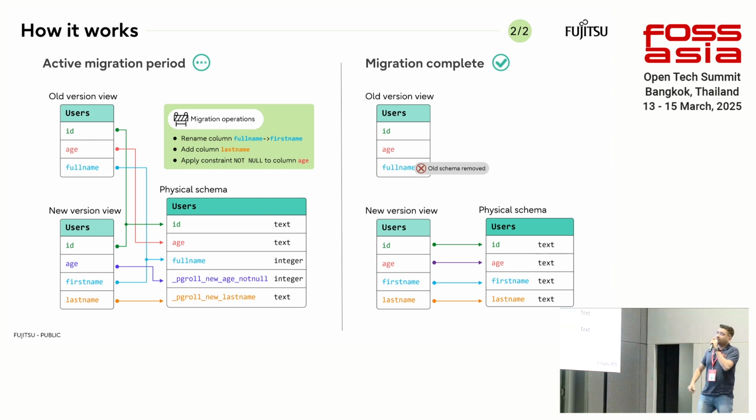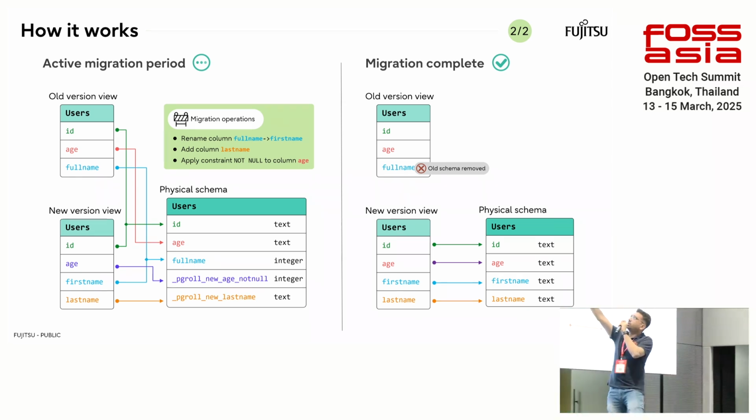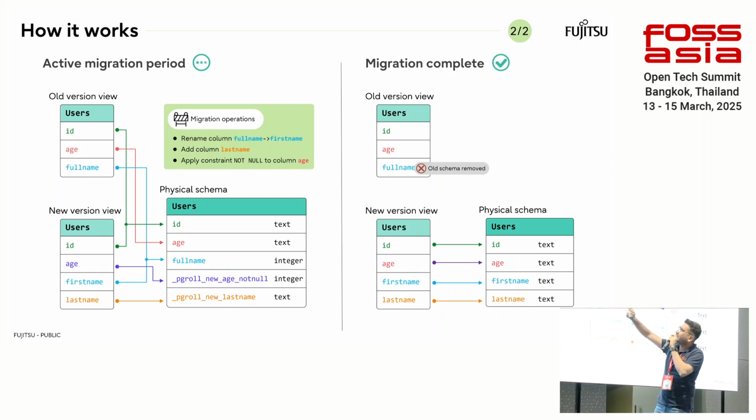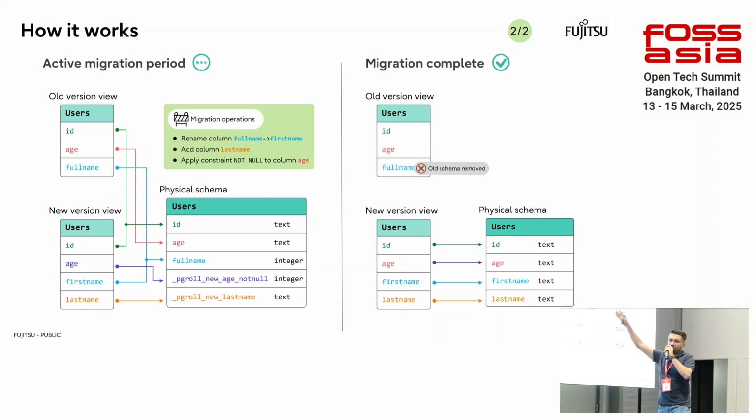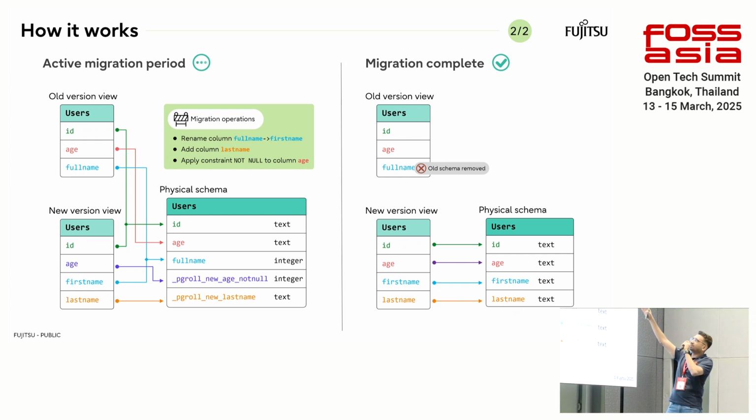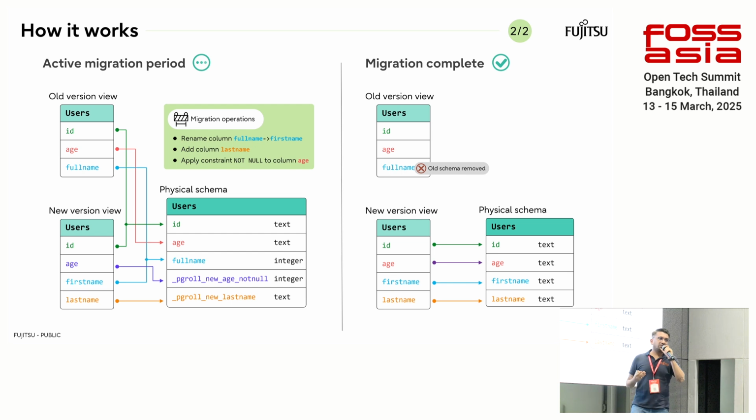Again, here is some more explanation with a table example. You can see two periods, active migration period and migration complete. As I mentioned in my previous slide, pgroll will create multiple schema versions before modifying anything on the physical structure of your table. So we have a table called users, which has 3 columns: ID, age, and full name. As I mentioned, it will start by creating an older version of the view, based on your original schema structure. Now we are going to perform 3 schema change operations: rename the column full name to first name, add a new column, last name, which is a safe change, and apply a not null constraint on an existing column, which is a risky change.